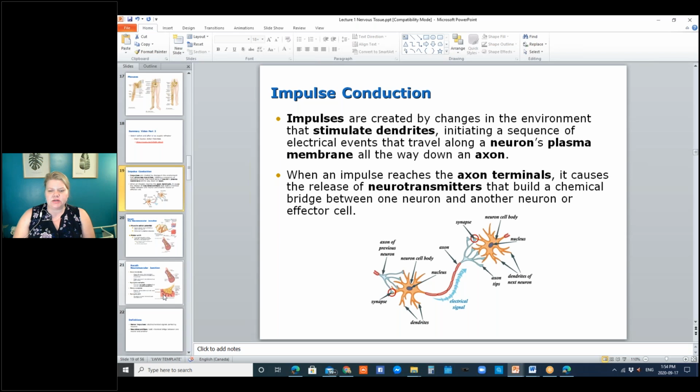So impulse conduction, this is a quote from your textbook. Impulses are created by changes in the environment that stimulate dendrites, initiating a sequence of electrical events that travel along a neuron's plasma membrane all the way down an axon. When an impulse reaches the axon terminals, it causes the release of neurotransmitters that build a chemical bridge between one neuron and another neuron or effector cell. So that's a summary of what we're going to be learning today.